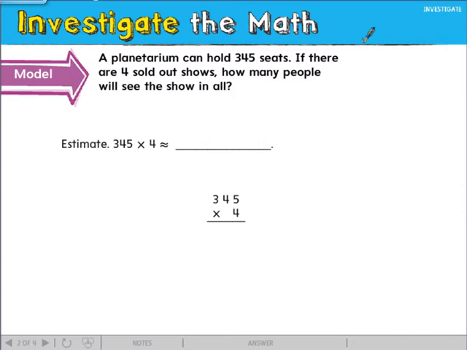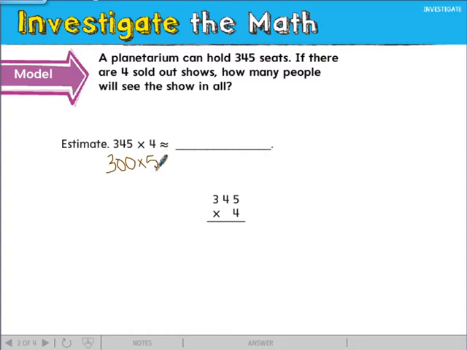A planetarium can hold 345 seats. If there are 4 sold out shows, how many people will see it in all? So, there's 345 seats and they sold it out how many times? 4 times. So we have 345 times 4. They want us to estimate first of all. So we're going to estimate this. What are we going to round 345 to? 300. You want to round it to 300, okay? We can do that. So we're going to round this to 300, and we're going to multiply that times 4.